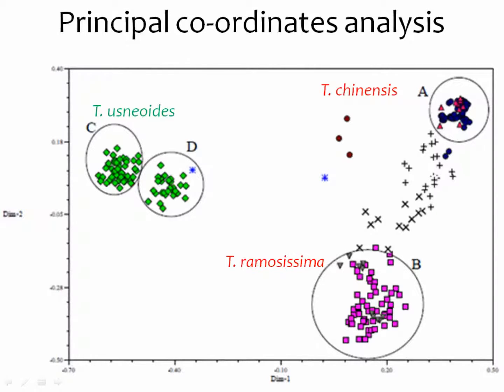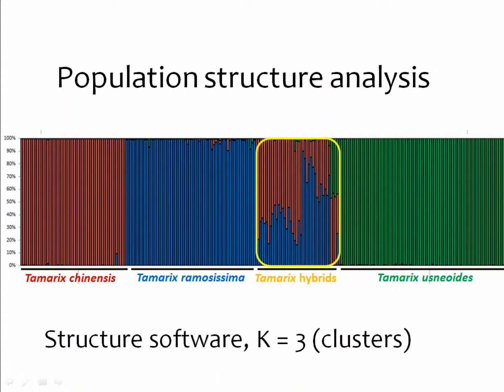And here we've got all the ramosissima grouping. As well, the South African and the Asian individuals are grouping together. And they're quite distant from the indigenous species in South Africa. And we've got a whole lot of hybrids in between the two exotic species.